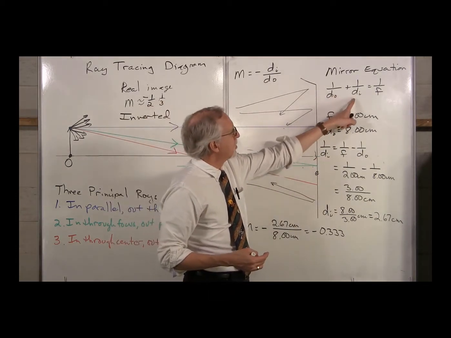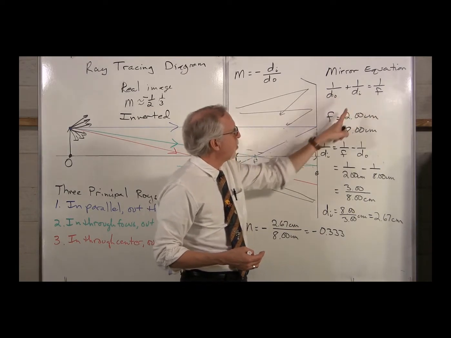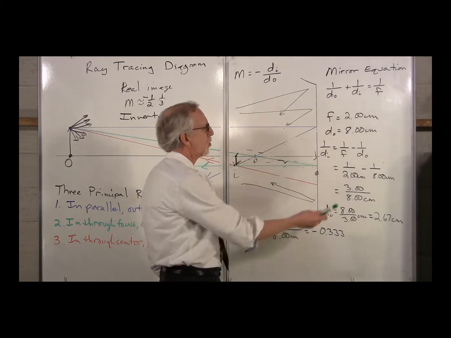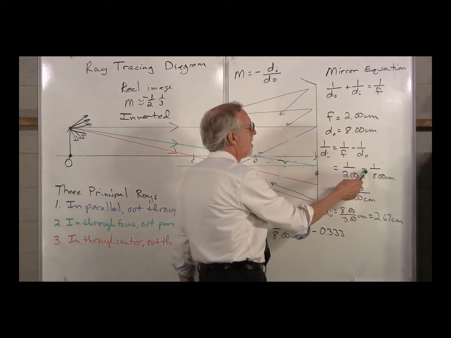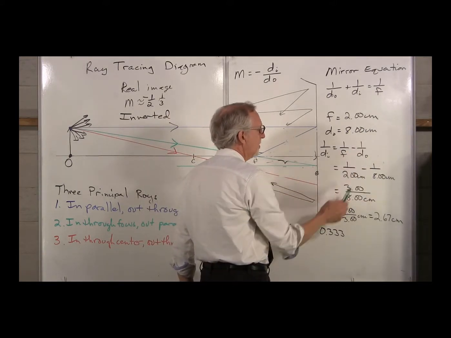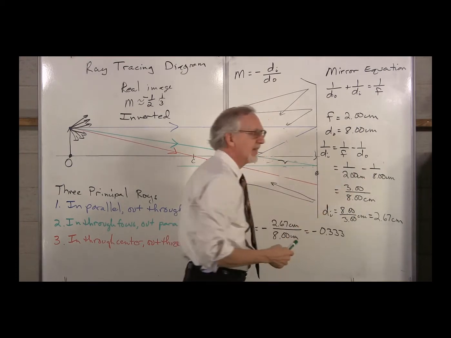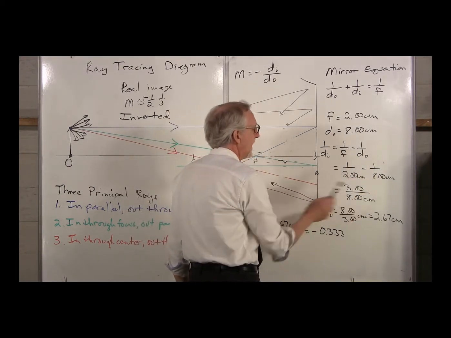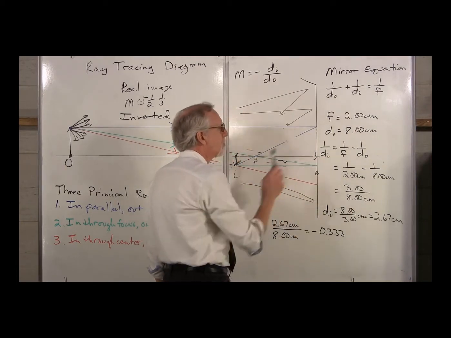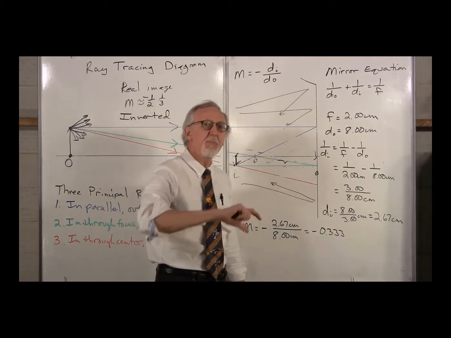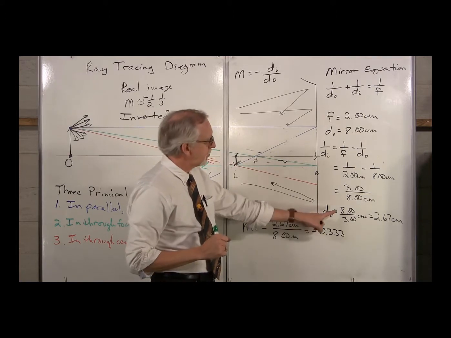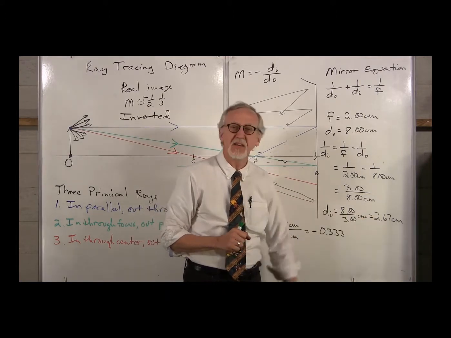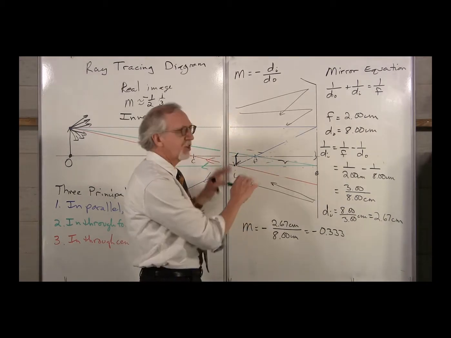If 1 over dO plus 1 over di equals 1 over f, then 1 over di must be 1 over f minus 1 over dO. In other words, 1 over 2 centimeters minus 1 over 8 centimeters. 1 over 2, that's like 4 over 8. 4 over 8 minus 1 over 8 is 3 over 8 centimeters. That's 1 over di. So di must be the inverse of that, which is 8 over 3 centimeters, which is 2.67 centimeters.